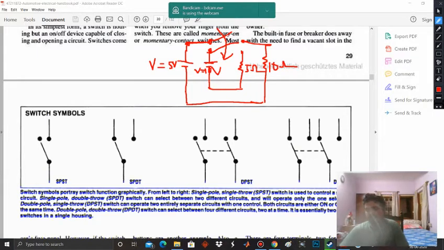There may be a requirement that circuit A, which is the outer circuit, and circuit B, that is the inner circuit in this particular figure, are needed to be operated simultaneously. So for this reason you need a DPST. It is called a double pole single throw switch.